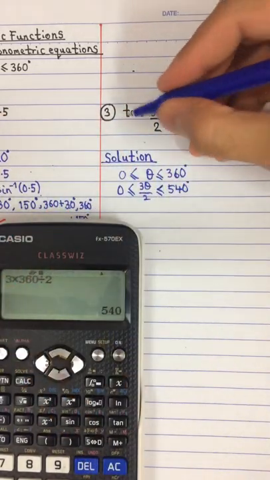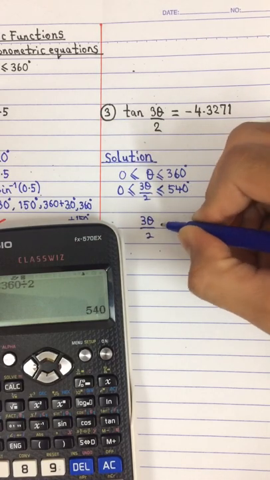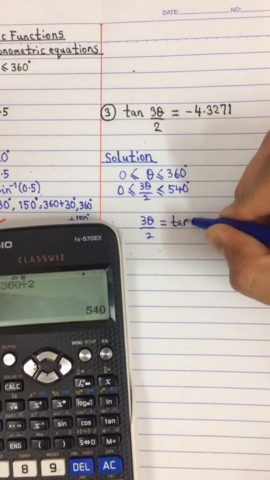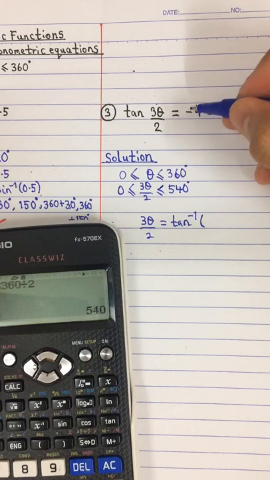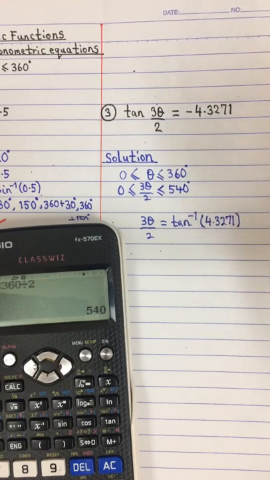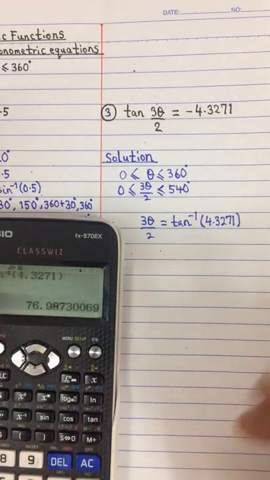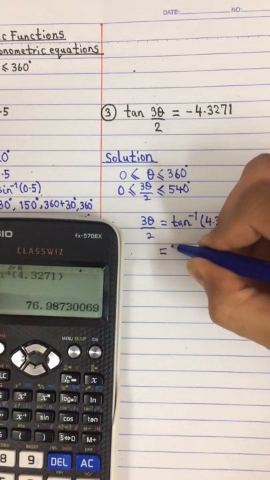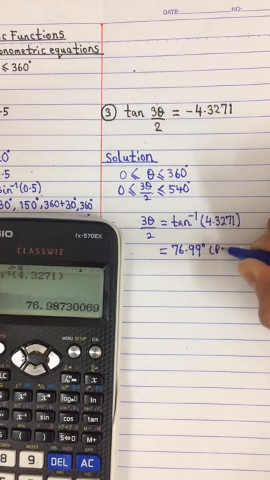Okay, next you have to bring over tan to the other side. So you write 3 theta over 2 equals tangent negative 1 of, okay, like I said before, don't take the negative yet, because the negative is the indication of which region you have to find. You take shift tan 4.3271 without taking the negative. So if you press shift tan, you would have 4.3271. So you get 76.99 degree. So this is the basic angle.